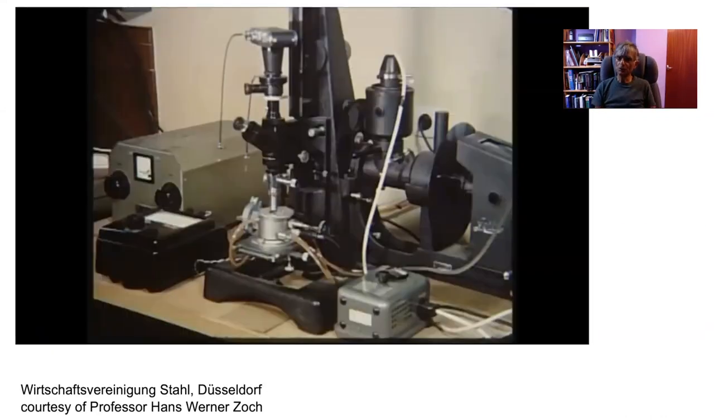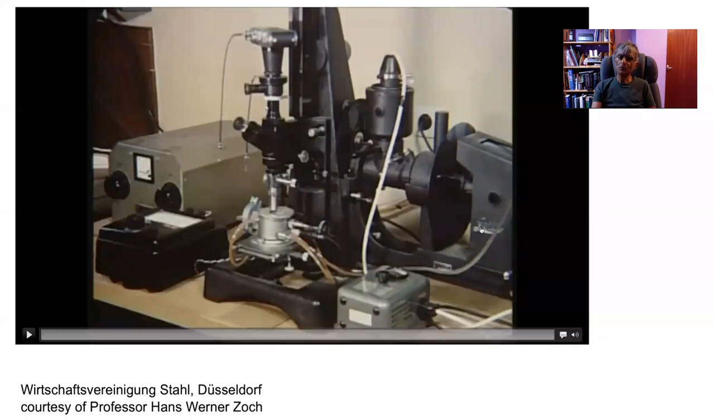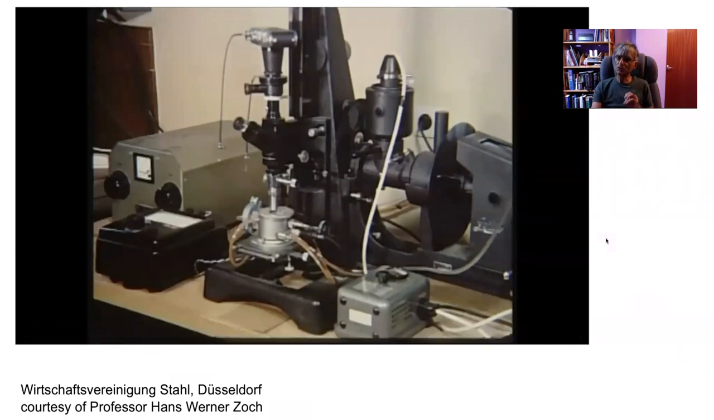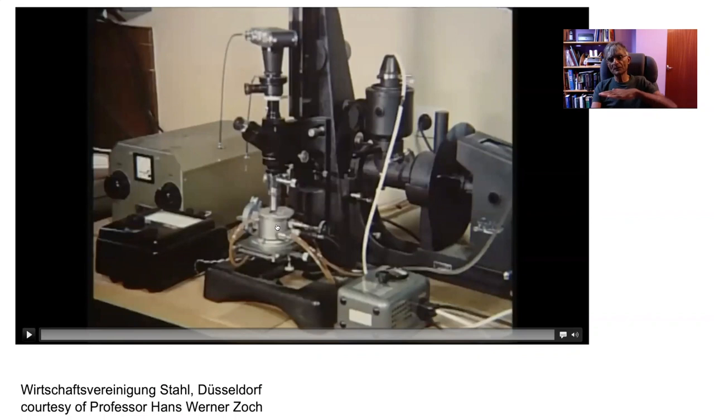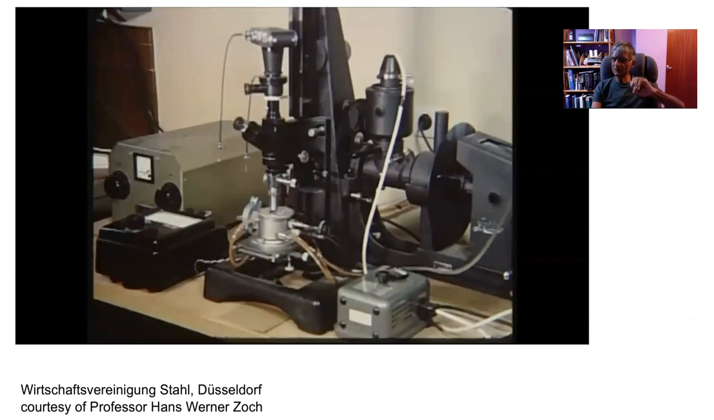I'm now going to show you quite a nice movie, which was made in Germany using a hot stage optical microscope. So this is a special microscope with a long focal length lens to look at a specimen that is located inside this furnace. And the specimen is metallographically polished but not etched when placed in the furnace. Vacuum is created and the sample is heated into the austenite temperature range.